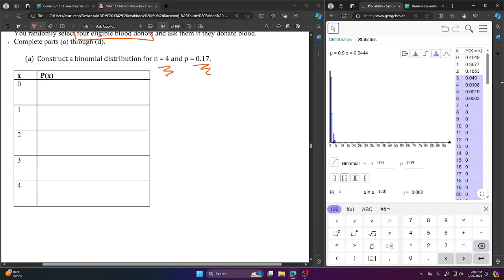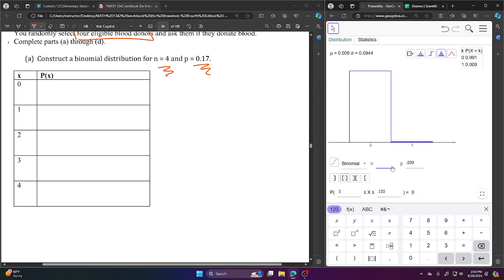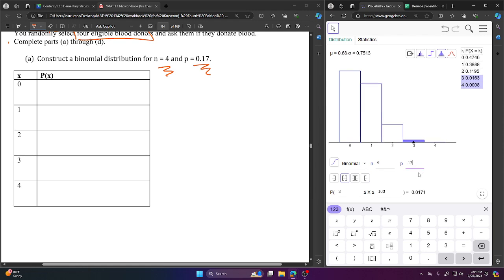I would ask, say, like, hey, what do we do? And you're going to just say, GeoGebra. So, 4, .17. And I'm going to just start writing these down because that's what they want.